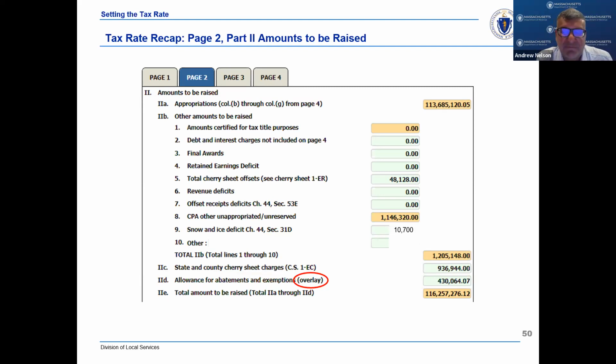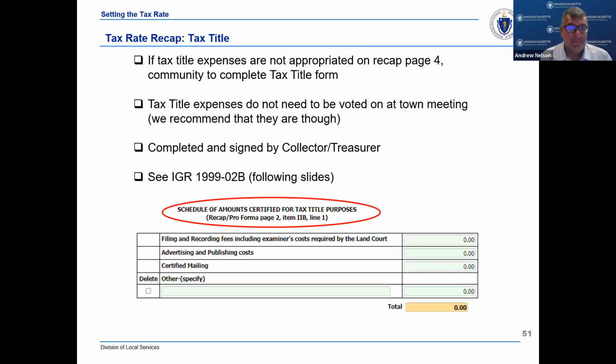$116,257,276.12. That's everything this community anticipates needing for the year. That's their total budget that they feel they need this year. That's the first section of page 2. Now we're going to go down to what we have to pay this. Oh, I guess we got the support forms first.